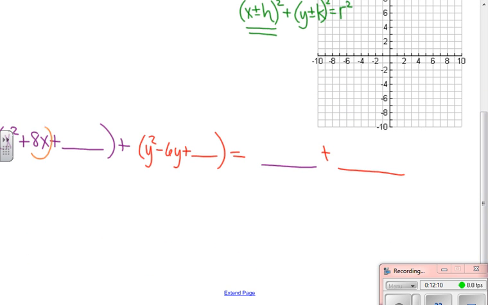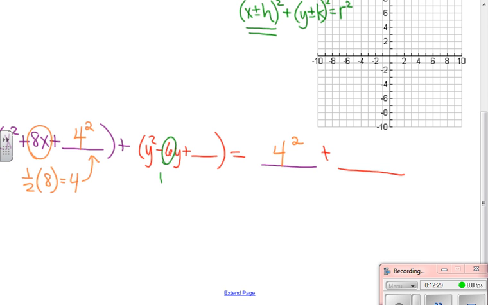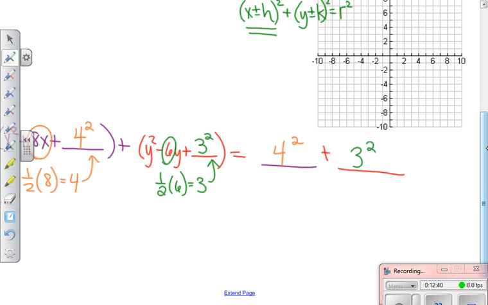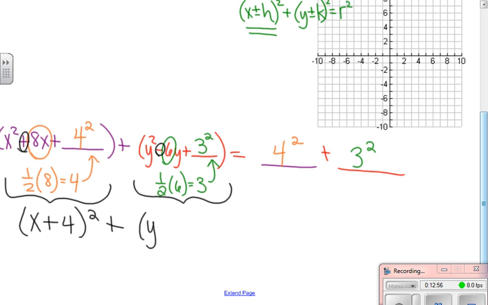So, right here, I take 1/2 of the b term, which is 8, so I have 4. I square it, and I add it to both sides. And notice I didn't actually do the math of it, and that's for a reason. Then I start over. Here, 1/2 of 6 is 3. Square it, add it to both sides. Now what I've done is I've guaranteed that this side will factor into (x plus 4) quantity squared, we get the sign from right here, plus this side factors into (y, get the sign, minus 3) quantity squared, equals 16 plus 9 equals 25.